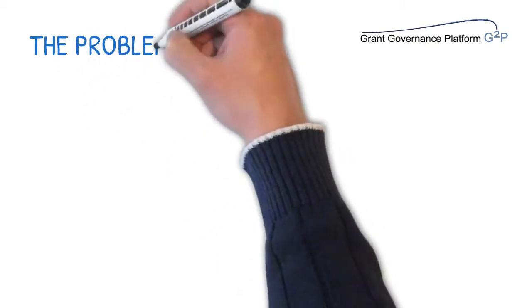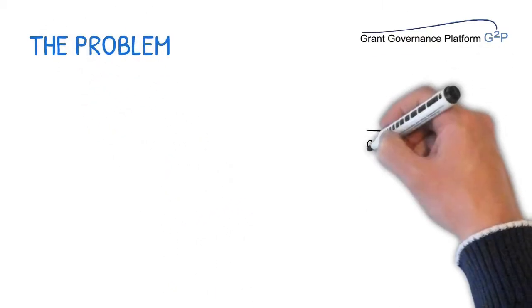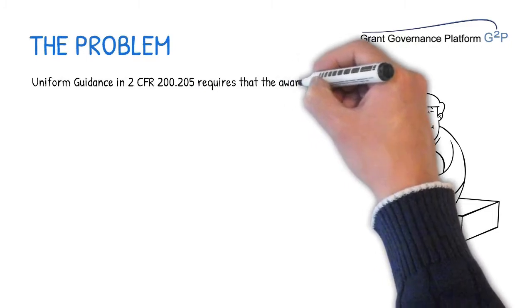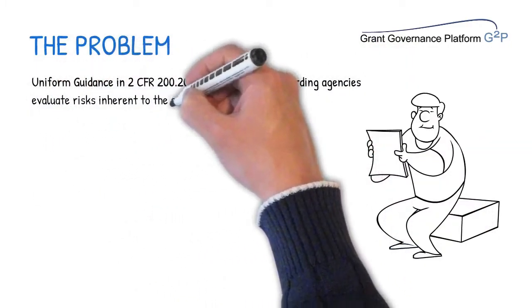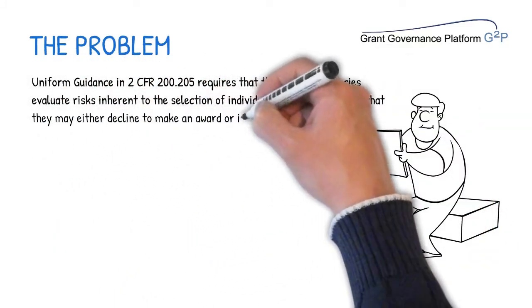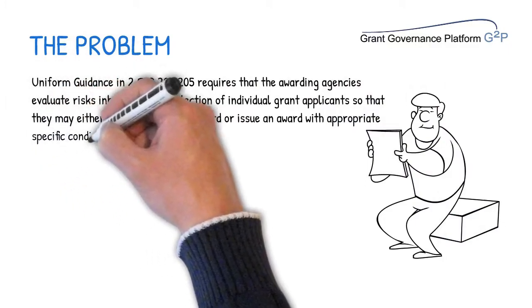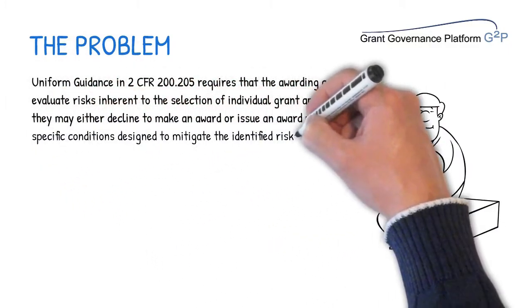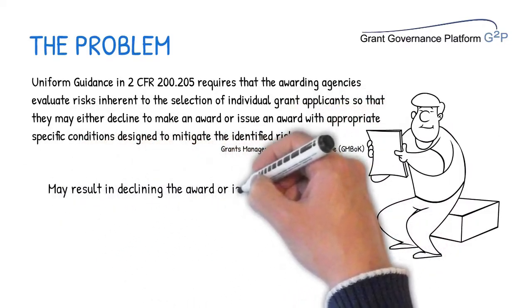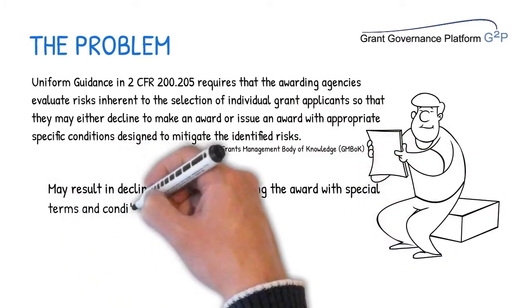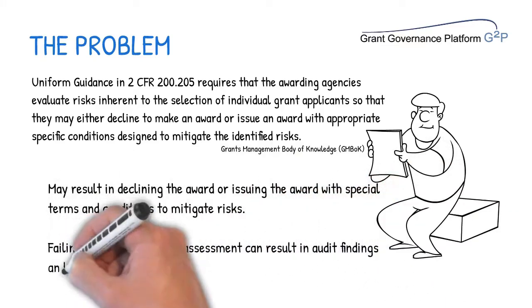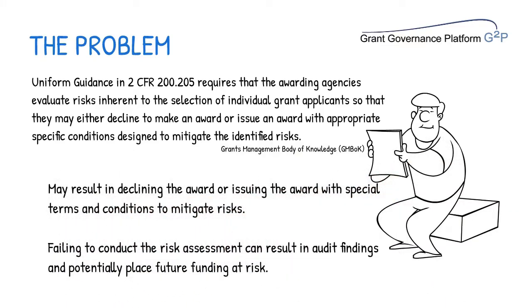Kevin works with a non-federal entity that receives federal grant funds. Kevin's organization, the Human Fund, is a pass-through entity, or PTE, for these funds. Unfortunately, Kevin just got his audit and found out he has findings because he's not been performing programmatic risk assessments of his subrecipients. Uniform Guidance in 2 CFR Section 200.205 requires that the awarding agencies evaluate risks inherent to the selection of individual grant applicants so that they may either decline to make an award or issue an award with appropriate specific conditions designed to mitigate the identified risks.